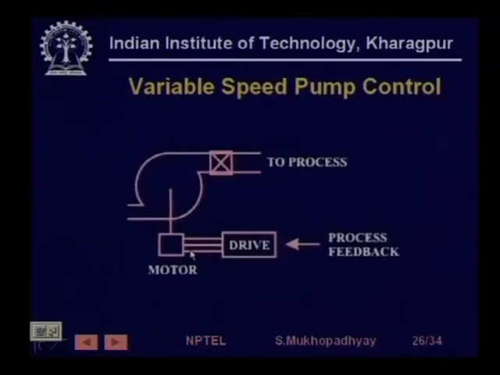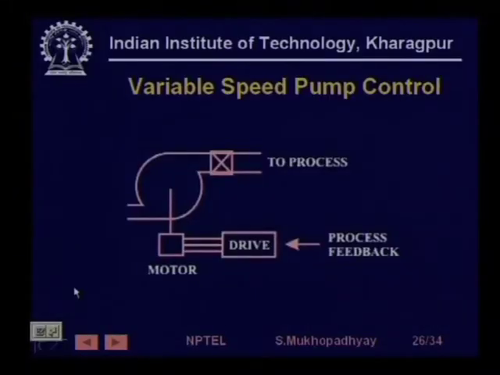This is a variable speed pump control. One way of controlling is either you have a constant speed motor drive and you have a valve, or you have a variable speed drive of the pump depending on the feedback, depending on the load. Basically that drive has to be controlled and some speed reference has to be given. We will see in our future lectures in detail how the speed of a motor and a pump can be controlled.